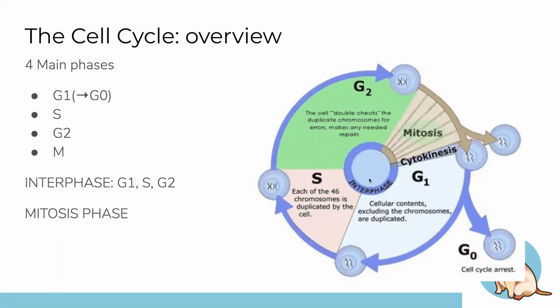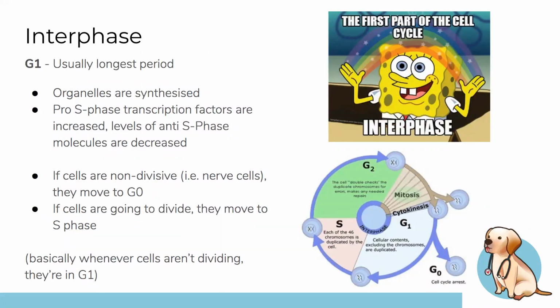Okay, cell cycle overview. We have basically 4 stages: G1, S, G2, and mitosis. Interphase is basically G1, S, and G2, and mitosis is its own thing. Interphase is the longest stage. When a cell isn't actively dividing, it just sits in G1, slowly growing. The cell is duplicating everything, growing chunky so that it can be split in half.